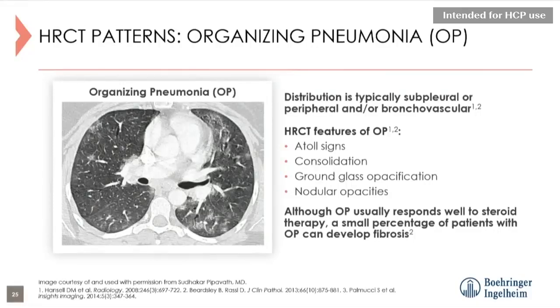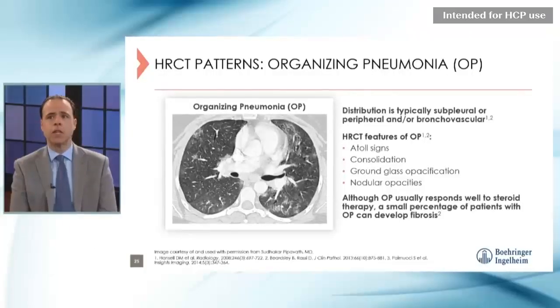And you may see a typical sign called the atoll sign, which we see here in the left lower lobe, where there's a rim of ground glass surrounding a central area of black. Typically, with tumors and pneumonia, it's the worst in the center. So when we see something that looks a little bit more normal in the center, surrounded by ground glass, it's a little striking to us. And that's been characteristic of OP, although it can be seen in other conditions.